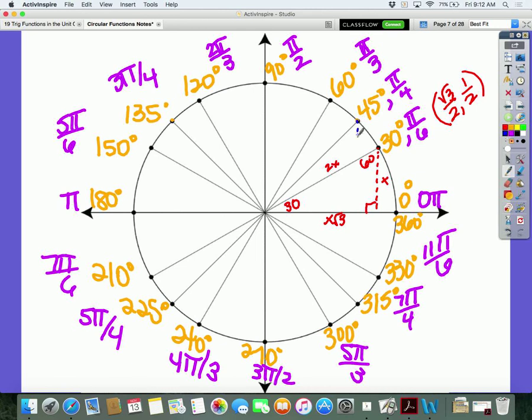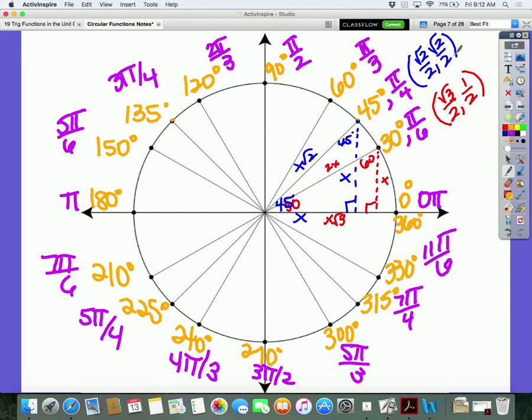For 45 degrees. We have a 45 degree angle here and up here. So that was x, x, and x root 2. What was the sine of 45 degrees? Root 2 over 2. And what was the cosine? Root 2 over 2. Now the biggest thing that students tend to do is mix up sine and cosine, okay? So be careful.